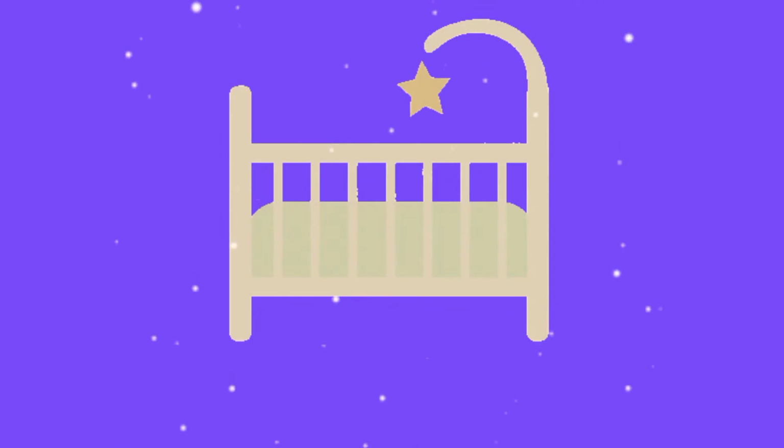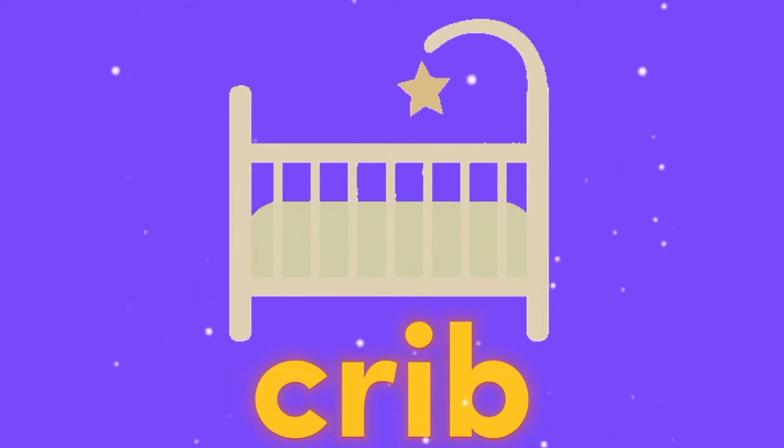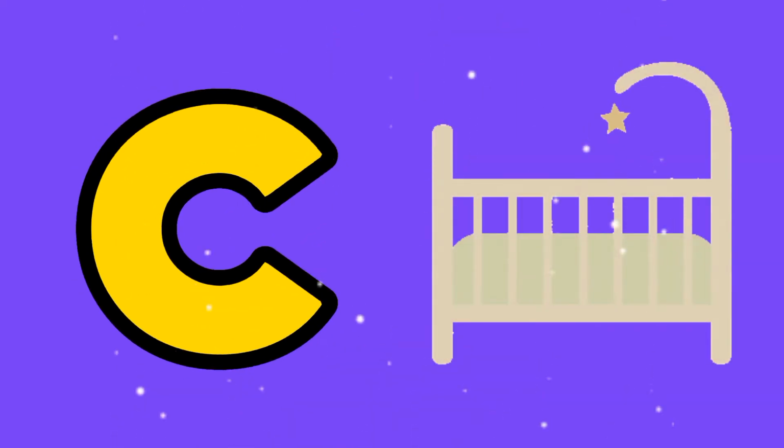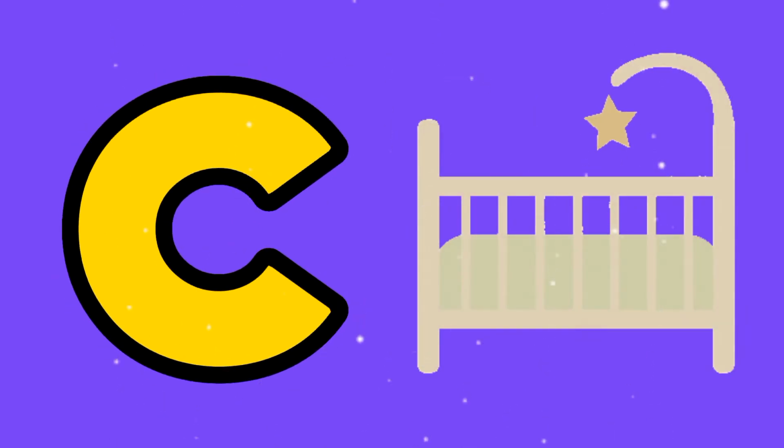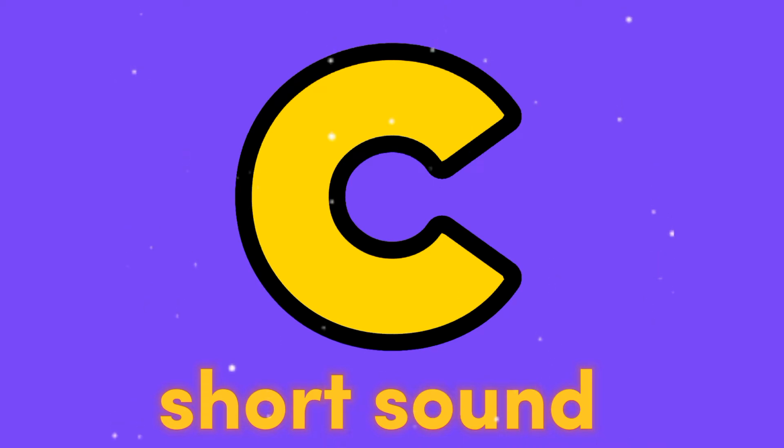Now look at the picture. Crib. The baby sleeps in a crib. It begins with the letter C. It begins with the short sound K. Crib.